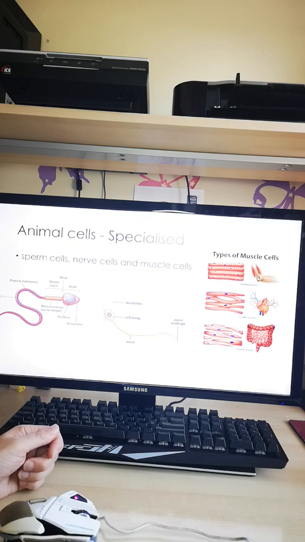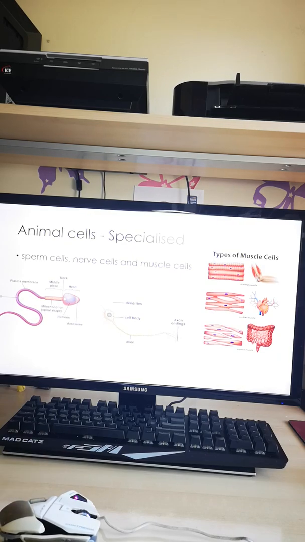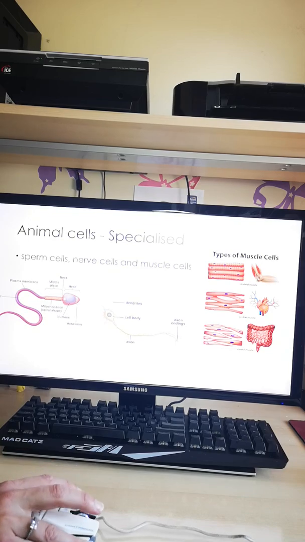The cardiac muscle, which we'll link back to in our later video on the heart, and the smooth muscle. Now that's the muscle you find in your blood vessels and also in your gut. Okay, so all of these are different types of specialized animal cells.